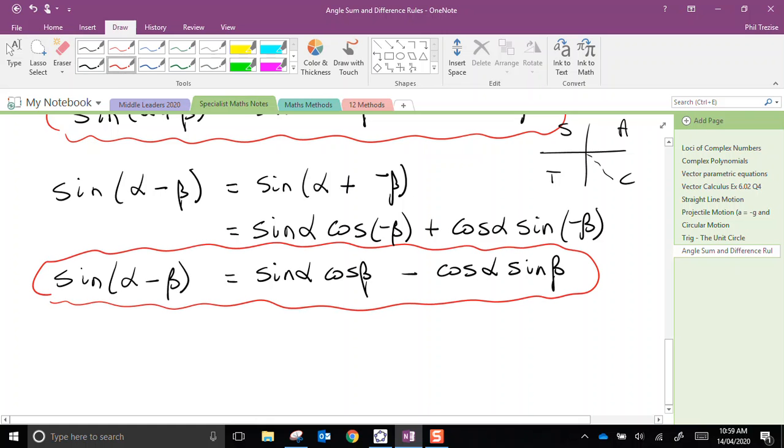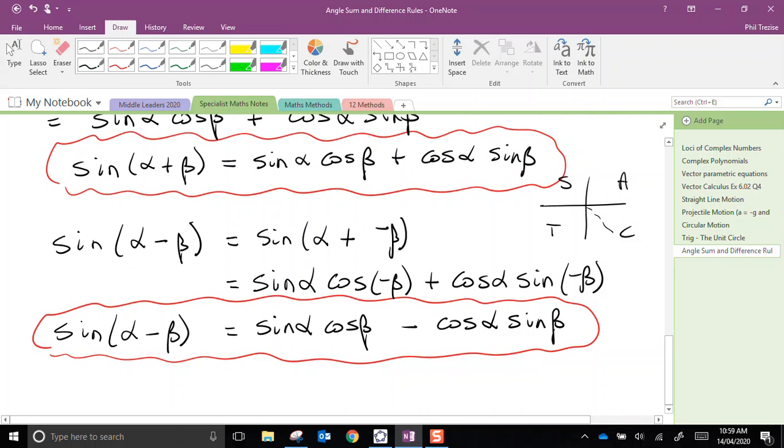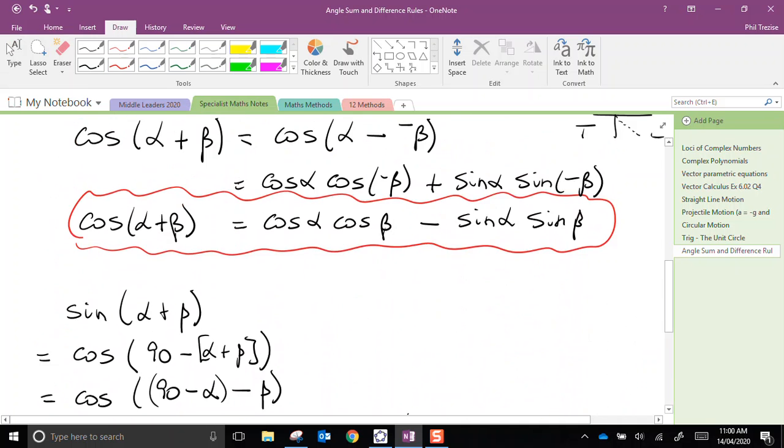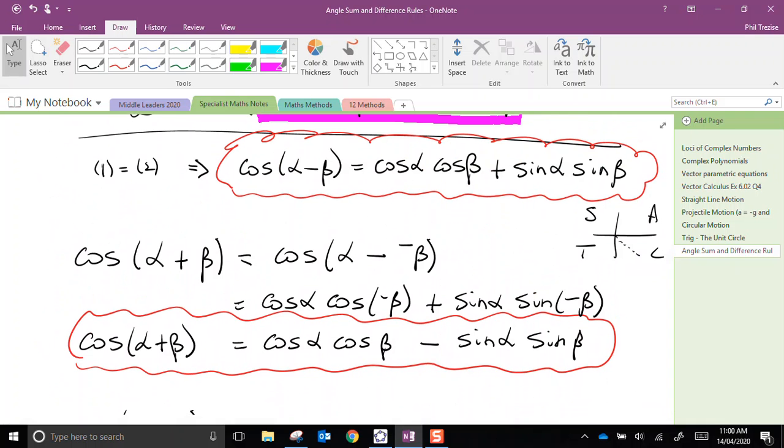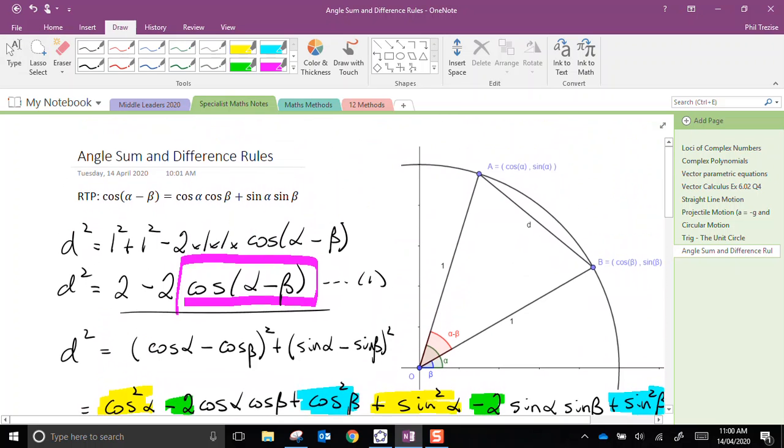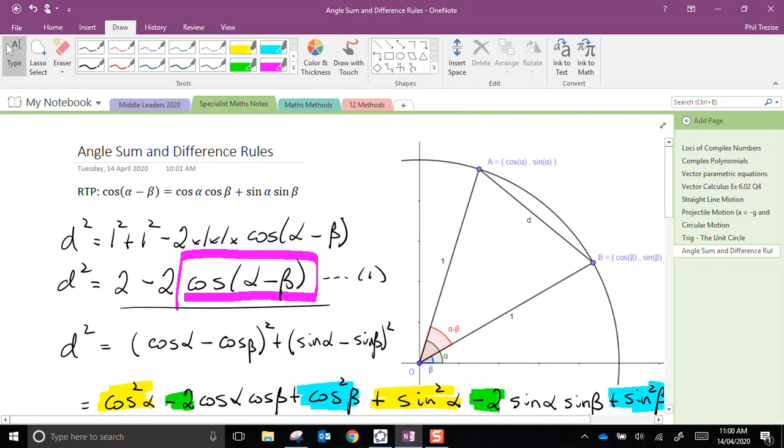There we are. We have just done, in a little over 10 minutes, a proof of the angle sum and difference formulas. So sine of alpha plus beta, or the sine of alpha take beta. Then these ones up here, the cosine, whether it was alpha plus or alpha minus. So that's a quick run through of the angle sum and difference formulas.